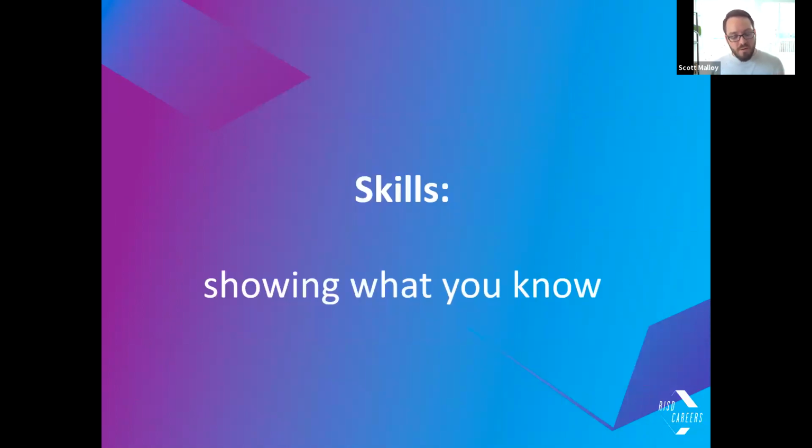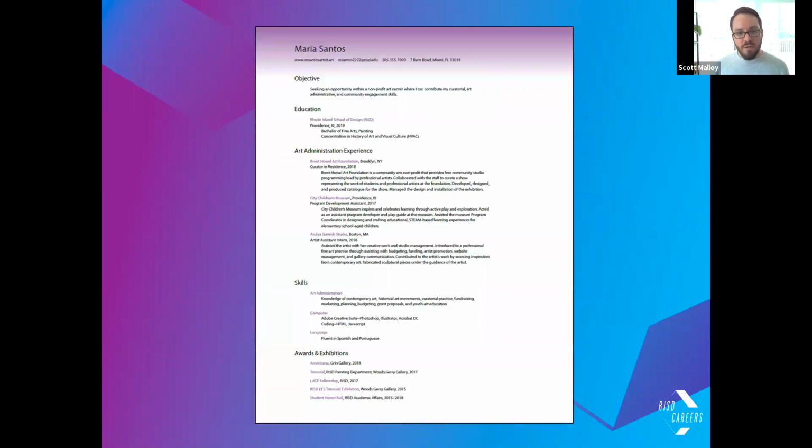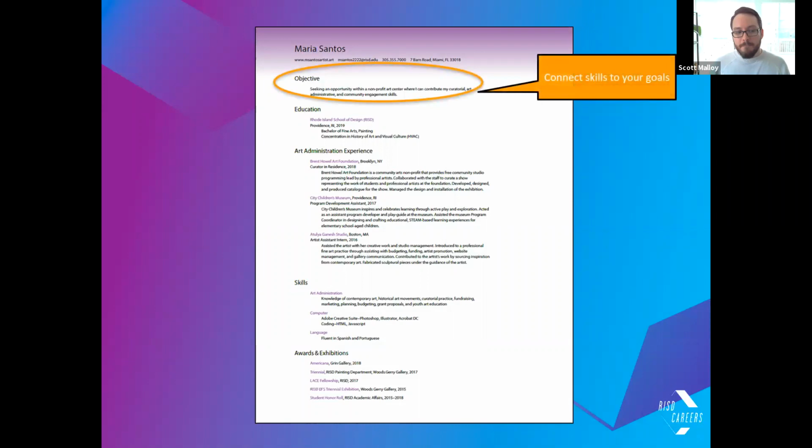So as we move down, the next category that you're probably going to want to incorporate would be a skills category. And this is similar to experiences in that it's showing what you know, and it's an important category, but you usually go about it in a little bit of a different way. So back to the Maria Santos example, the student who's aspiring to be an art administrator. And I think what they want is really important to consider here.